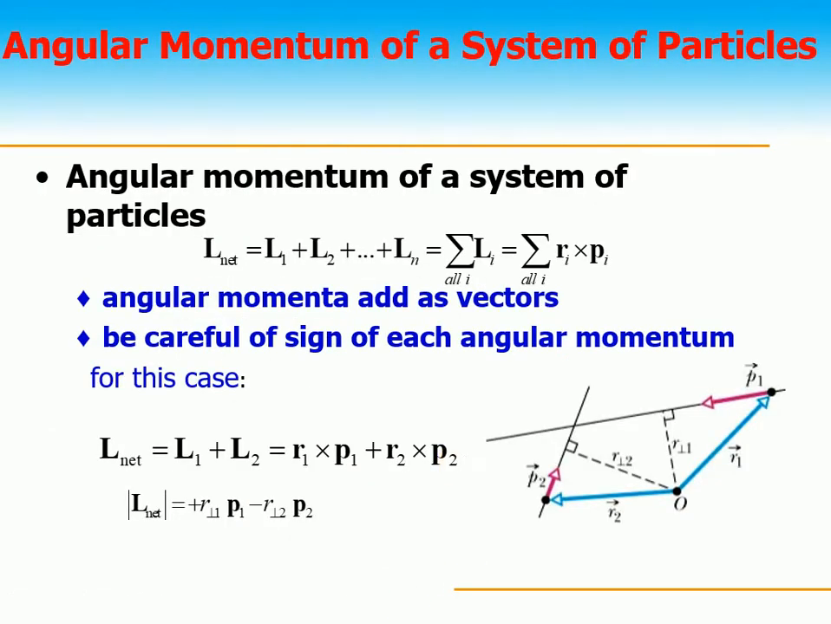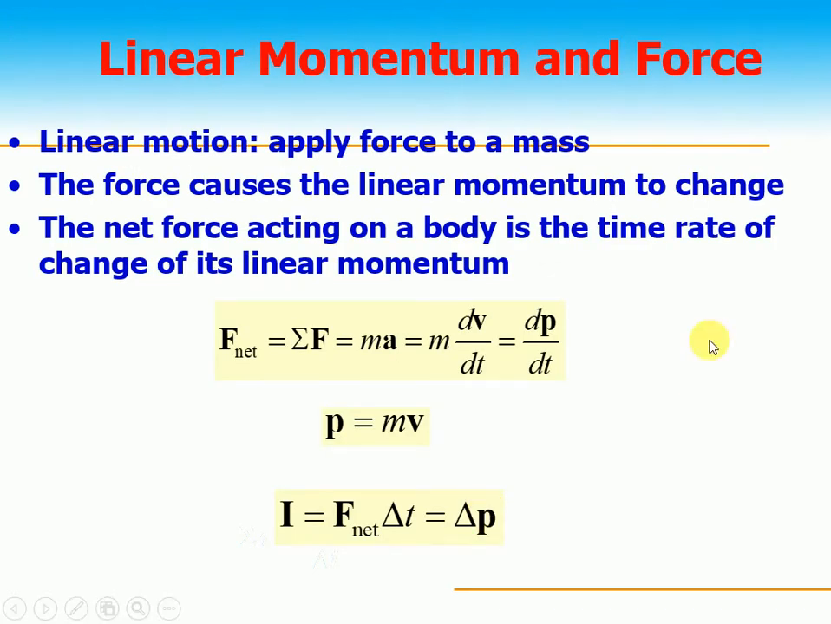Similarly, for the angular momentum of a system of particles, if there is more than one particle, we just take the angular momentum of every particle and sum them together to get the total angular momentum. But angular momentum should be added as a vector. It is not a simple addition. So we use the head-to-tail rule and add them just like we added the linear momentum.